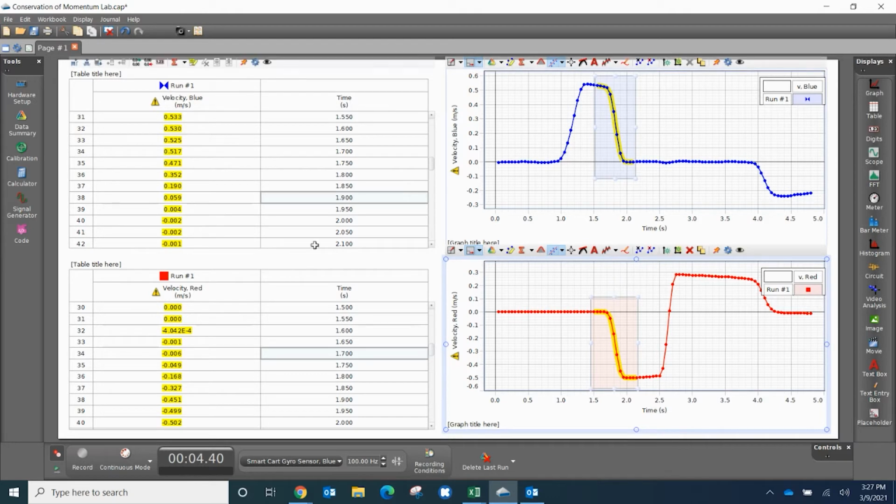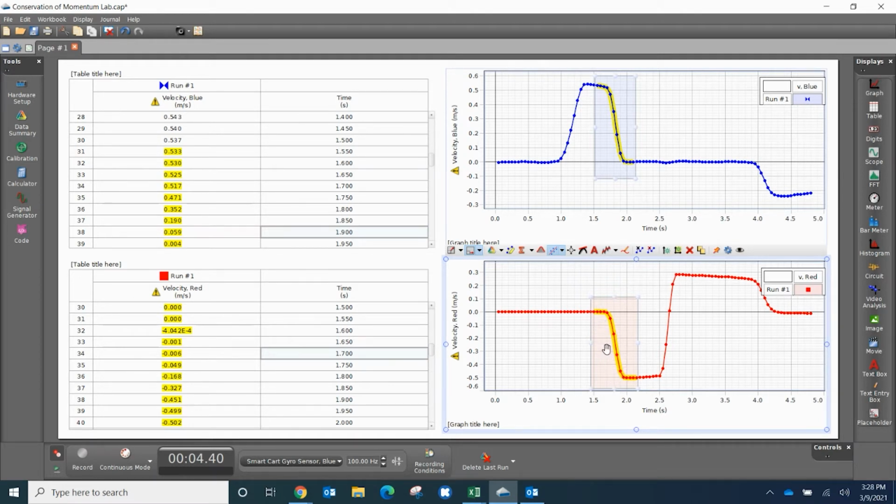I'm going to come up to the blue table here, 1.7 seconds, and we will find that the velocity of the blue car would be 0.517 meters per second at that correlating 1.7 second time. So that would be the initial velocity of the blue car. Clearly, we knew the initial velocity of the red car is 0.